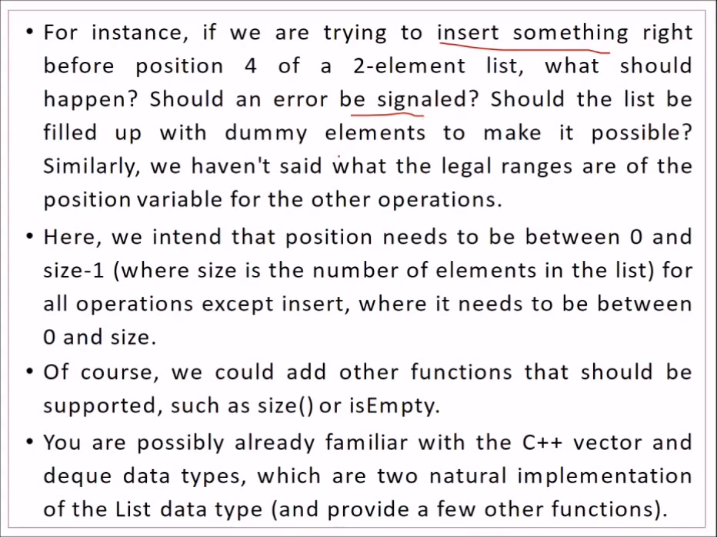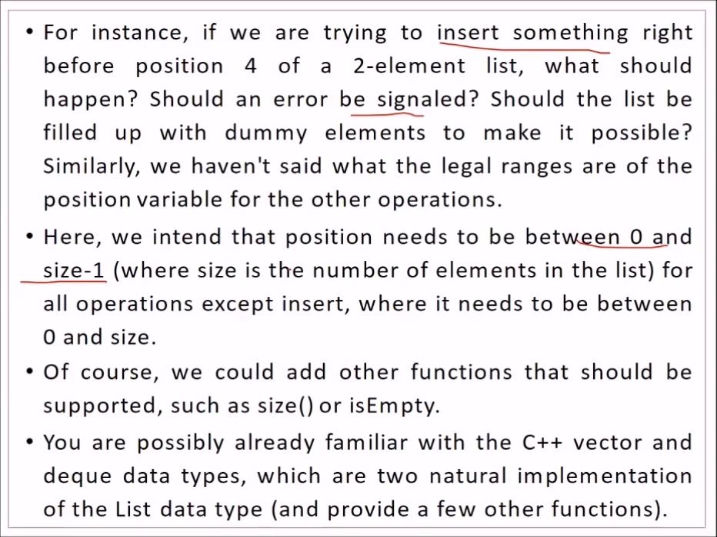So here what we intend is that the position needs to be between 0 and size minus 1. If you are talking about a list of size 2, it has to be only 0 and 1, that is, 2 minus 1. Here size is the number of elements in the list, and this holds for all operations except insert, where it needs to be between 0 and size. We could add other functions that should be supported, such as size or isEmpty. So these are the things which are getting elaborated.